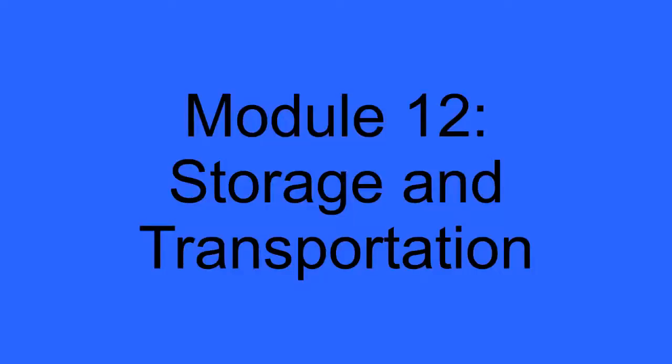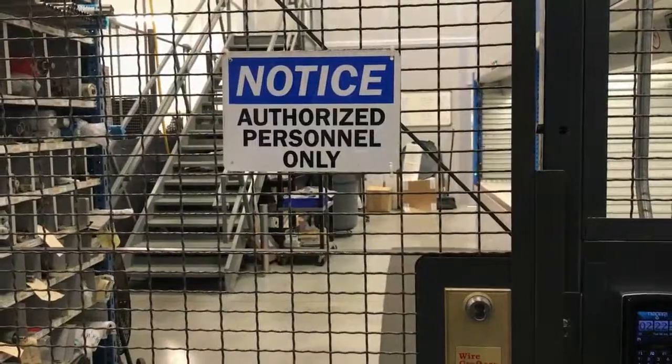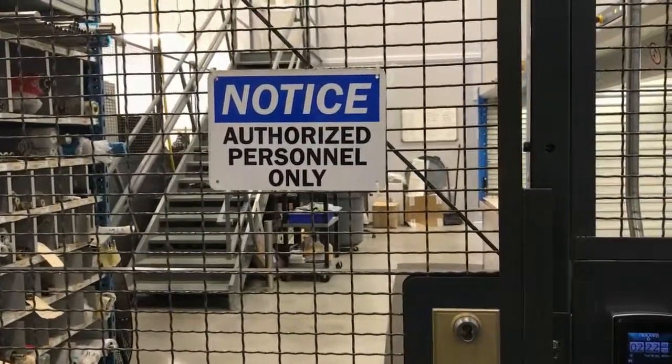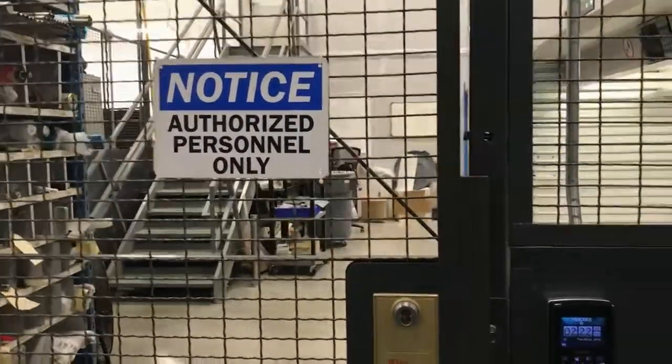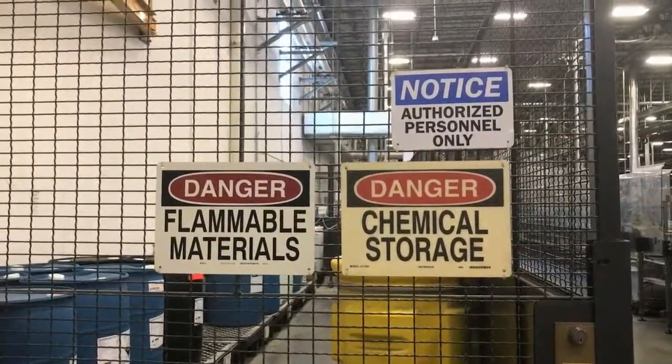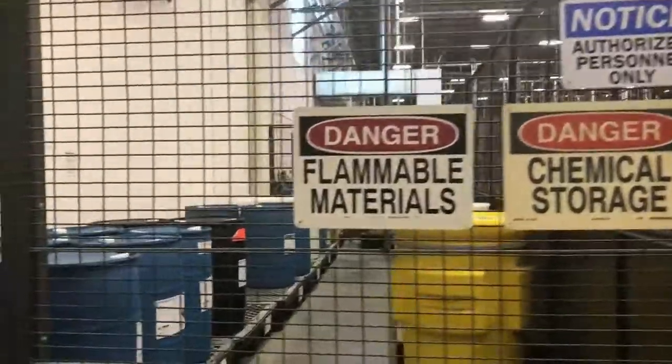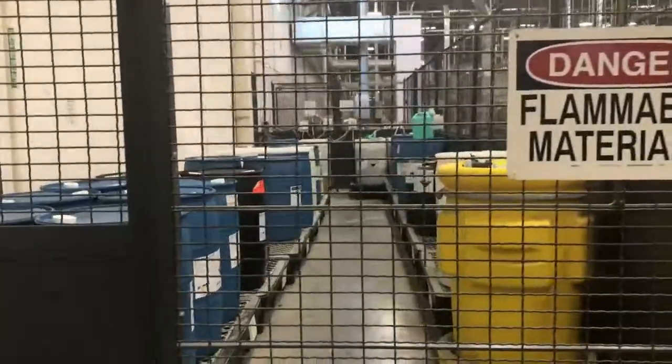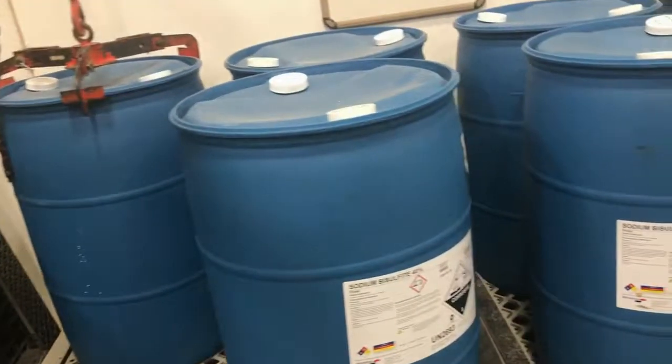Module 12, Storage and Transportation. Not all employees have access to all storage cages for the sake of food defense, but also because not all employees are trained on certain things that are in cages, like maintenance equipment or chemicals. However, general rules for chemical use must be provided to all employees.